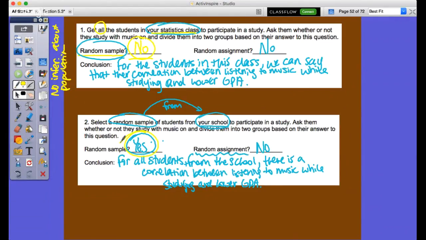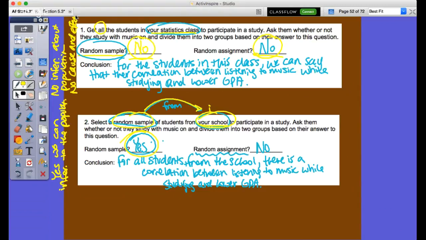Okay? When we do randomly sample, like down here, we are able to say, yes, we can use inference to the population, okay? When we randomly sample, because we randomly sampled from the school, we can say that whatever a random sample was here, it actually is a representation of the entire school, which allows us to have inference to the population. We can't say cause and effect here, okay? Remember why? Because this is not a random assignment, we can say no cause and effect here.